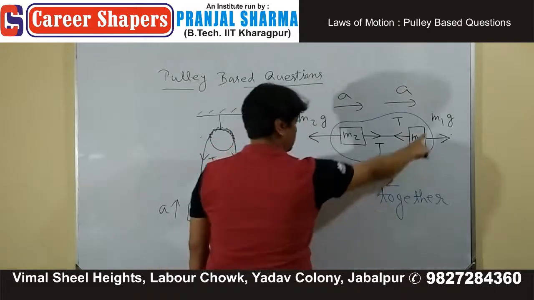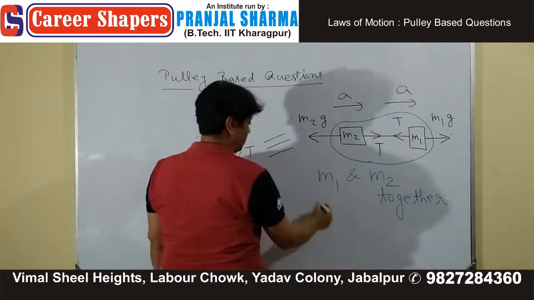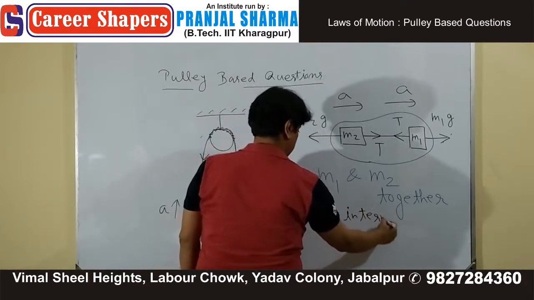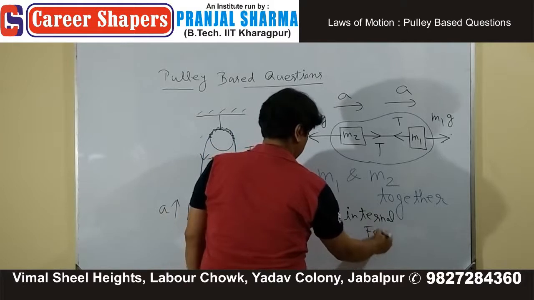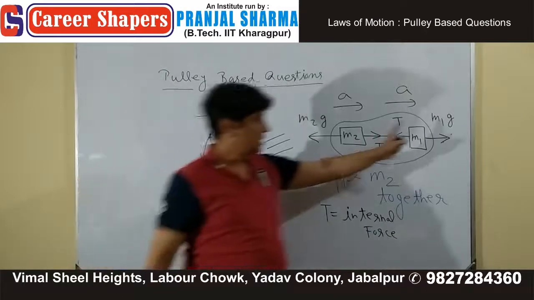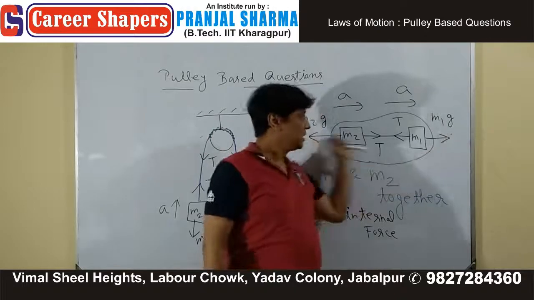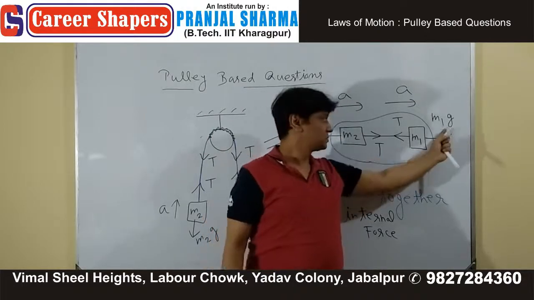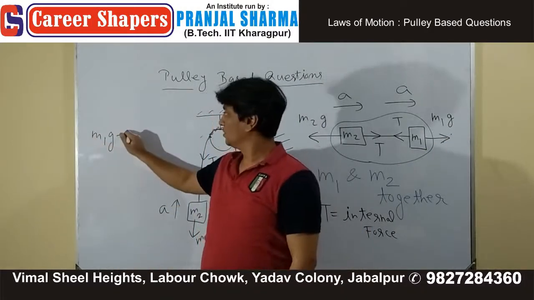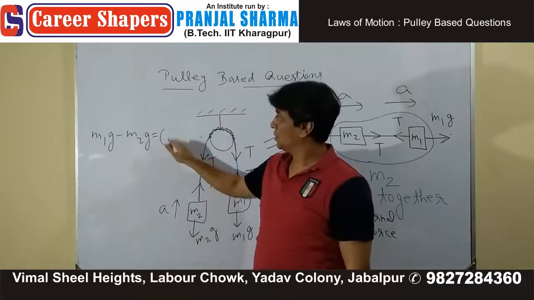Take them together. This is M1g, this is M2g. जैसे ही आप M1 M2 को एक साथ देखोगे, T becomes an internal force. And if T becomes internal, M1g, M2g, अपने को पता है M1g ज्यादा था, ये इधर जा रहा है. What is net force? M1g minus M2g. And what is net force? Total mass.